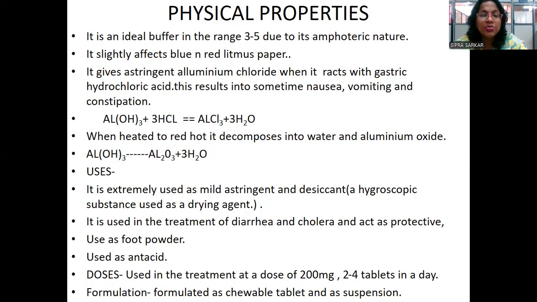Uses: it is extensively used as a mild astringent and desiccant. A desiccant is a hydrophilic substance used as a drying agent that will absorb water. It is used in the treatment of diarrhea, cholera, and it is protective and a good antibacterial also. It is used as a food powder and as an antacid. The dose used in treatment is 200 mg, 2 to 4 tablets in a day. Formulation should be as a chewable tablet and as a suspension.